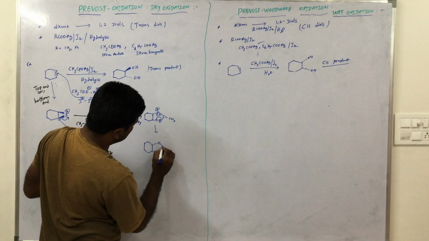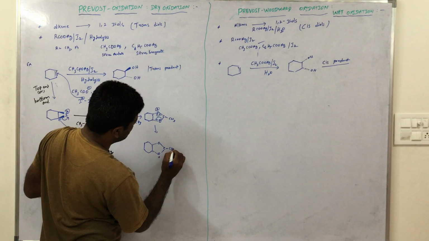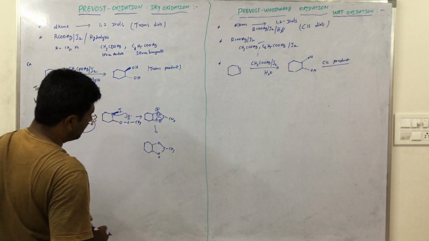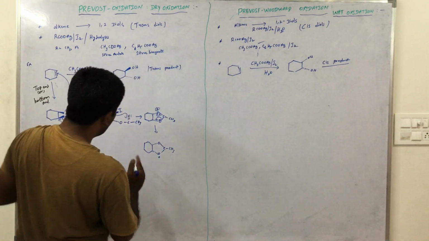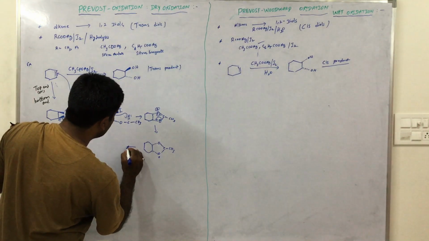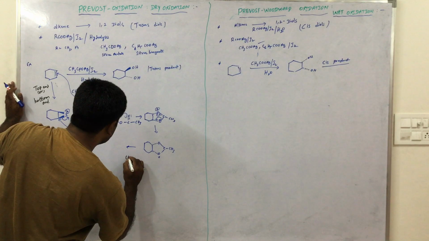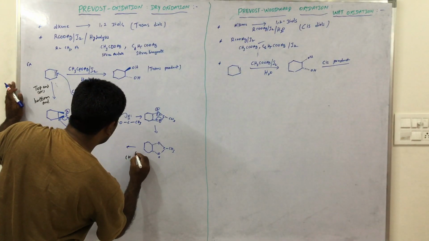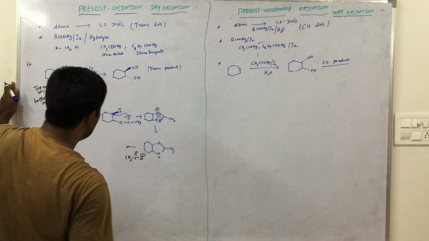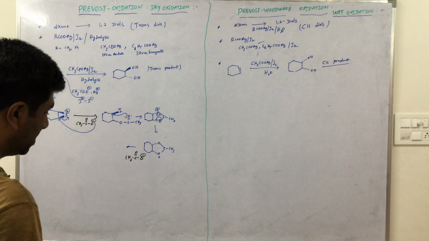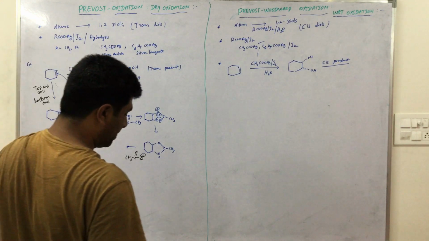This is positive C, CH3, CH3. Okay. Now one more mole of acetate ion attacks here: CH3, C double bond O, O minus. One mole of acetate ion is attacking.